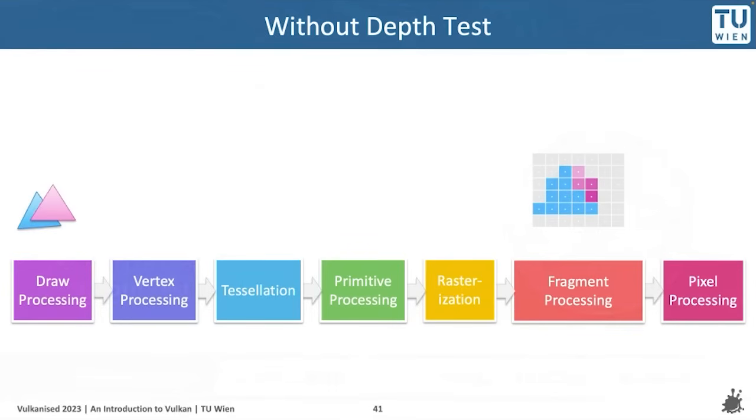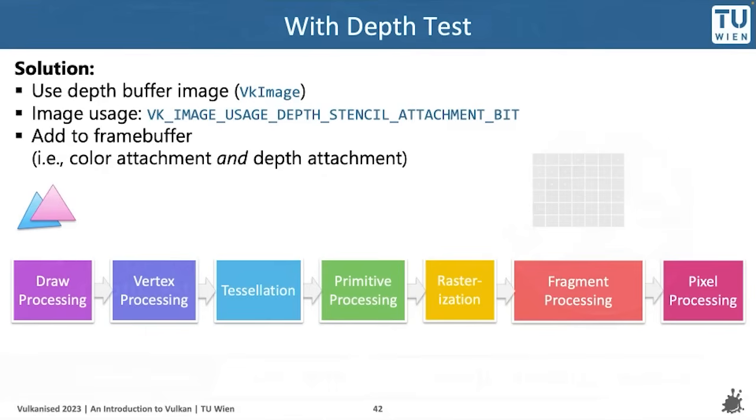But it should look like this, that the red triangle is in front of the blue triangle. And in order to achieve this, we can use a separate image, which acts as a depth buffer, and it stores the distance basically from the camera to the shaded fragment. And we also need to specify that we will use it for depth testing. And then we add it to the frame buffer. It will be part basically of the swap chain, and then it can be used to check if some triangle is in front or behind another triangle.